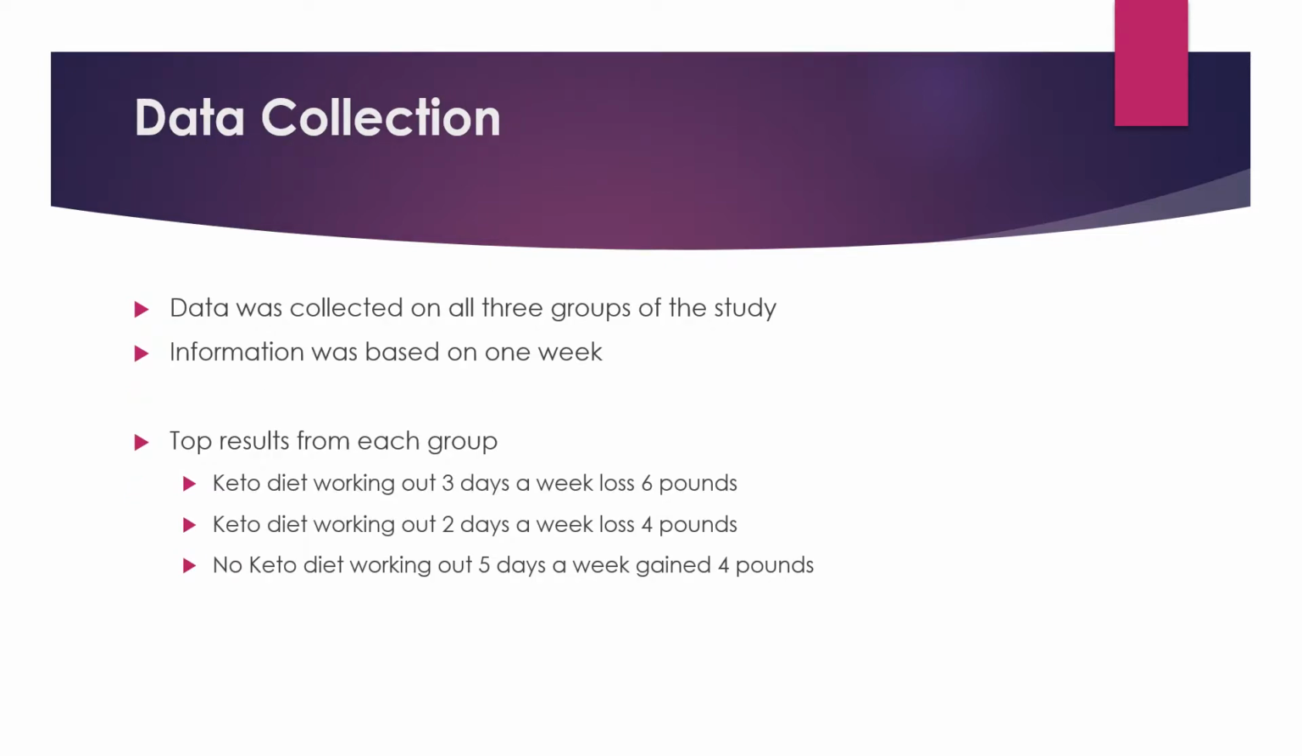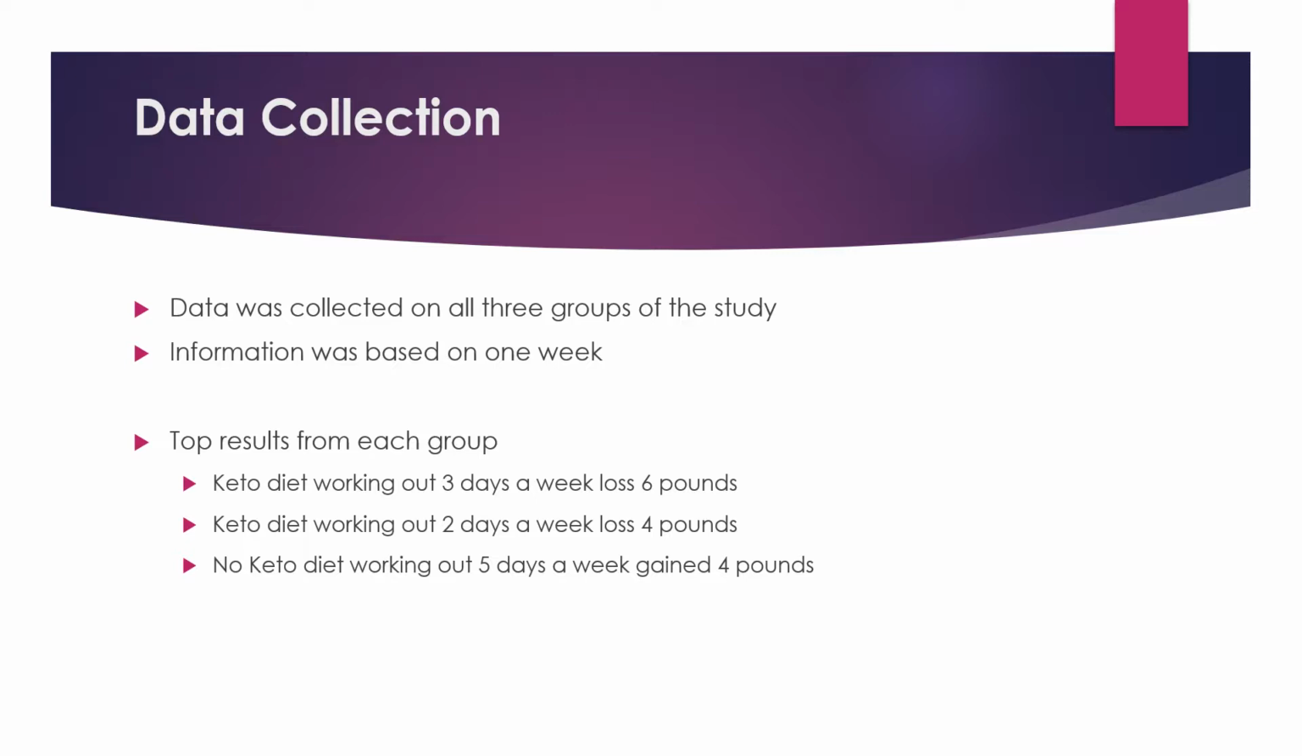The data was collected on all 3 groups of the study, which included working out for 2 days a week, 3 days a week while being on the keto diet, or just working out 5 days a week without being on the keto diet. There were a total of 21 participants, as mentioned earlier. The information that I collected was based on 1 week or 5 days of working out. It was based on the amount of weight loss or gain for each participant. Each participant was to weigh in on Monday and then on the following Sunday. This allows the participants to see if they gained or lost any weight for the week.